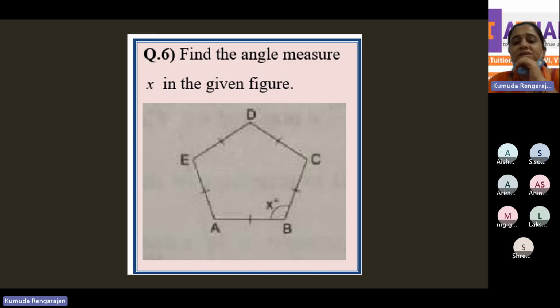Find the angle measure x in the given figure. It's a regular pentagon because all the 5 sides are equal. All the 5 sides are marked equal. You can see the lines. They're very faint, but you can notice them. It's a pentagon because you can see 5 sides. The polygon is A, B, C, D, E.